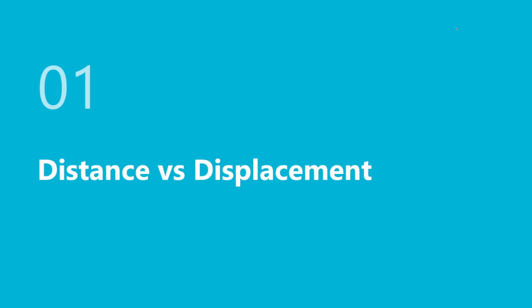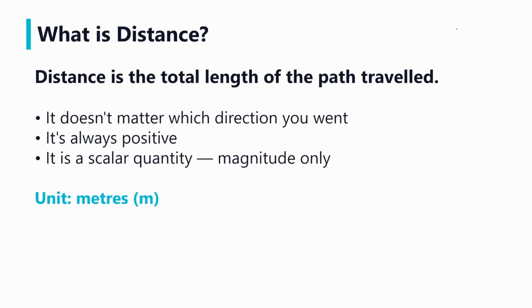So let's properly define distance and displacement. Distance is how far you've traveled in total. It doesn't care which direction you went. It didn't care that you turned corners, came back on yourself, zigzag. None of that matters. It's just a total path length. And that's it. Distance is a scalar. It has a magnitude only.